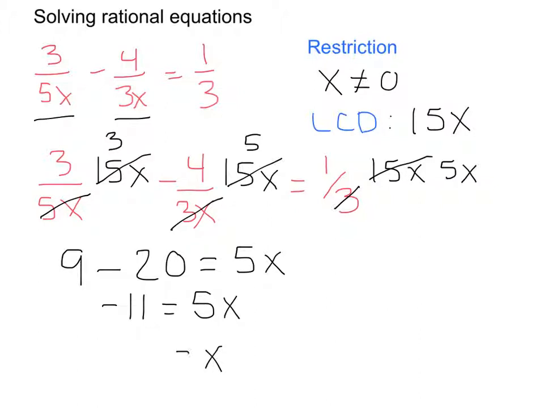So then our final answer is x equals negative 11 over 5. And as long as this answer is not a restriction, you're fine. If this answer is a restriction, then you're going to end up with no solution.